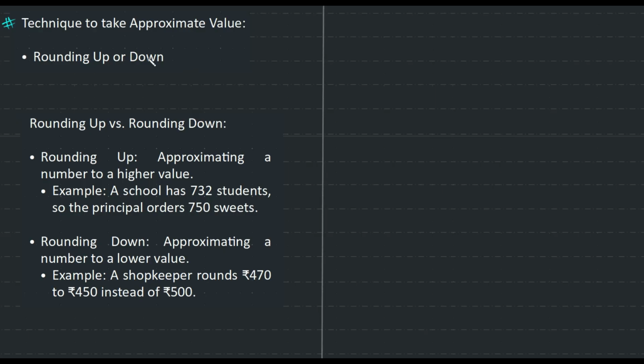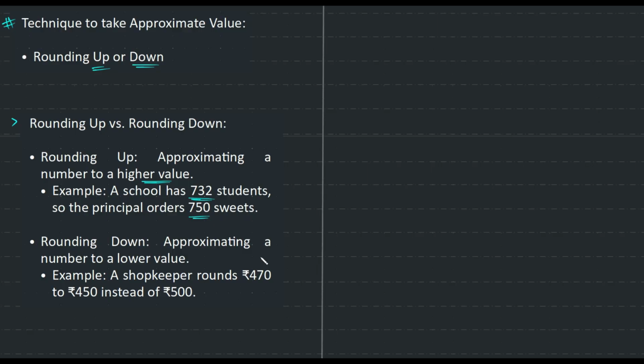There are ways of approximating. There are two things, rounding up or rounding down. So when it comes to rounding up, what is it exactly we do? We take up the higher value. For example, if a school has 732 students, the principal will order sweets or shoes or whatever it might be for 750. It's better to have a bit extra rather than having less, is it not? So we'll round up. Rounding down happens, say, when a shopkeeper approximates a number to a lower value. Our shopkeeper rounds 470 to 450 instead of 500.